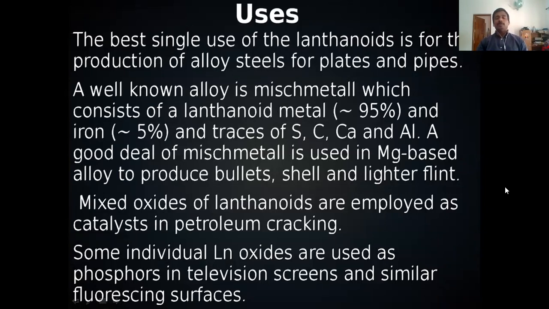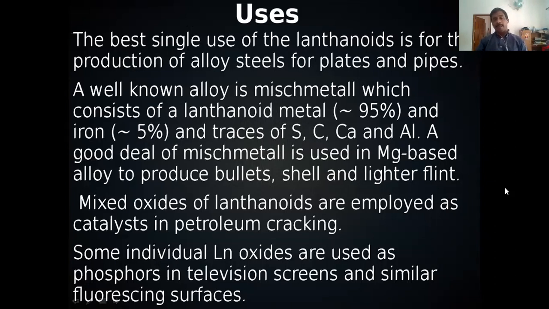And what are the uses of lanthanoids? Lanthanoids are used for the production of alloy steels. That is one of the important uses of lanthanoids, for the production of alloy steels. A well-known alloy is mish metal. Also very important: what is the composition of mish metal? What is the use of mish metal?